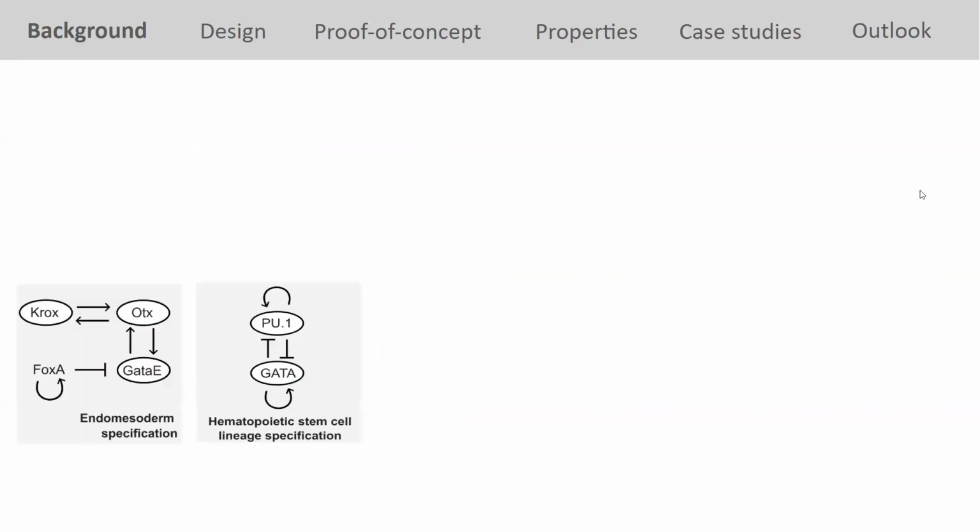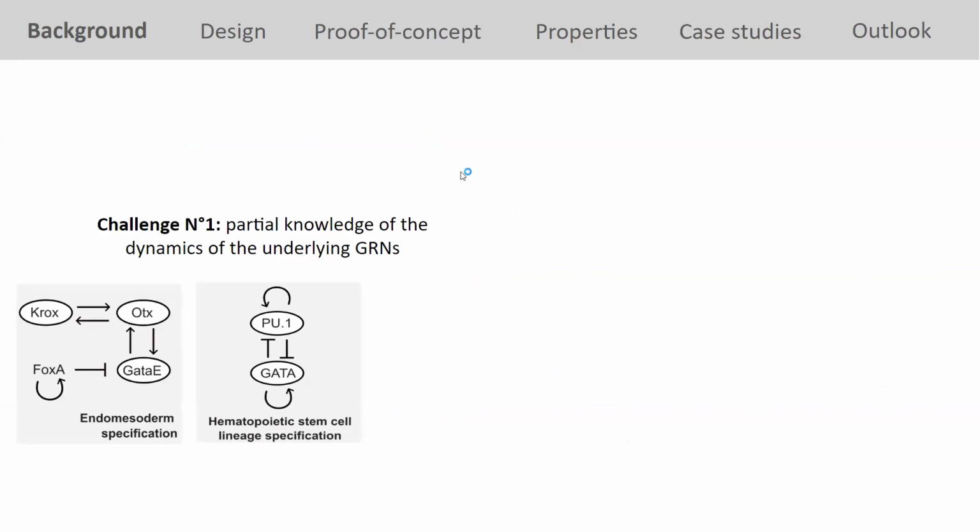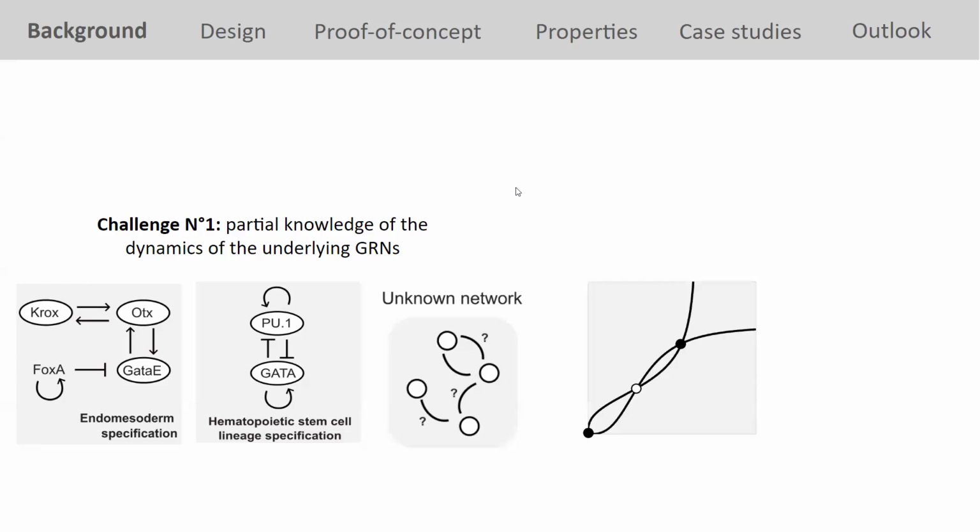Before jumping into the design, we came across some challenges. The first one is that we were often working with partial knowledge of the dynamics of these gene regulatory networks, and some controllers need mechanistic insights for their design. That was the first challenge. The other was related to current approaches to cell-fate engineering, as we saw that they introduce perturbations into the steady state of our process.